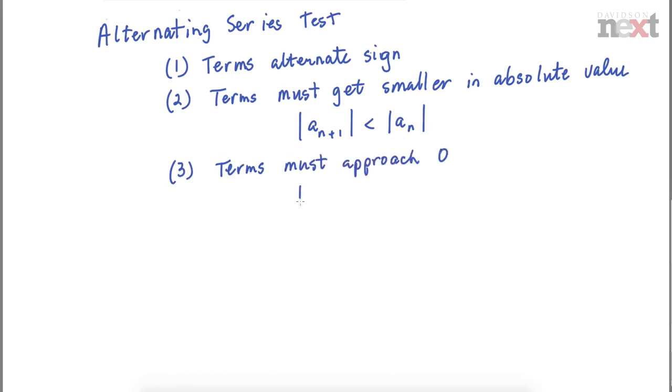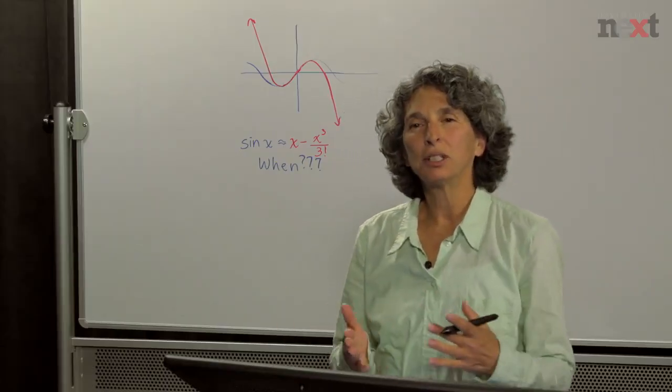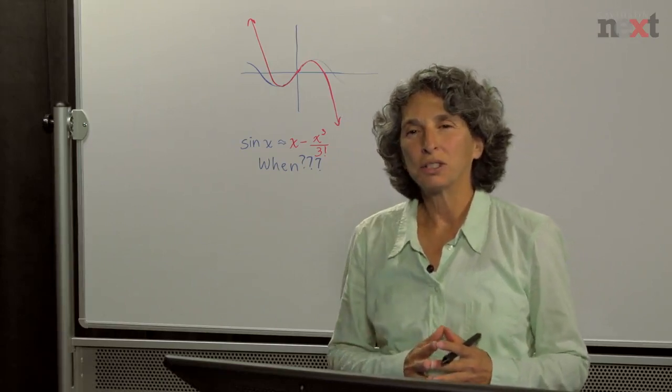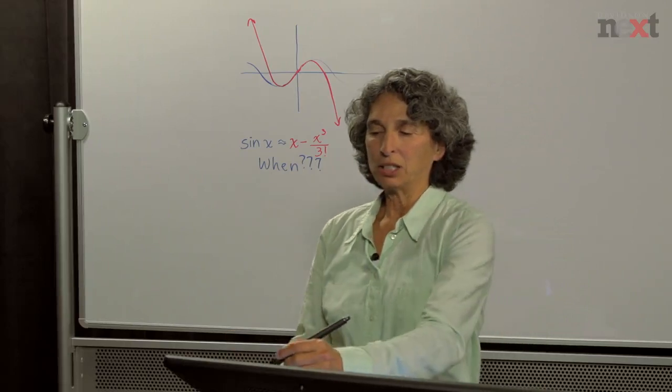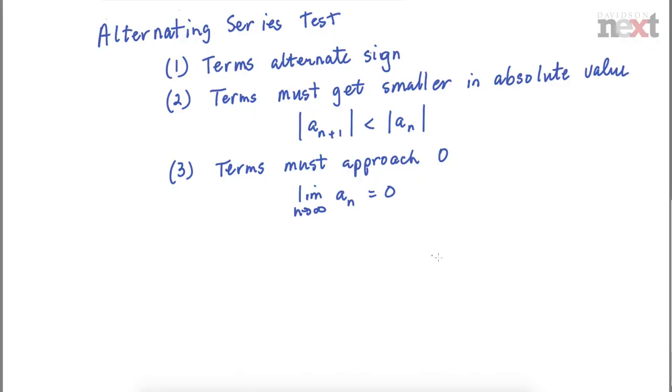So symbolically we would write the limit as n goes to infinity of the nth term must in fact be 0. And if a series has all three of these conditions, then the limit of our sequence of partial sums will exist. A number line is a good way to visualize what's going on and why this test works.